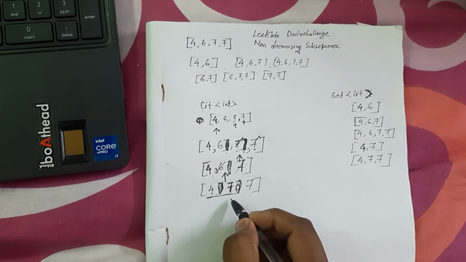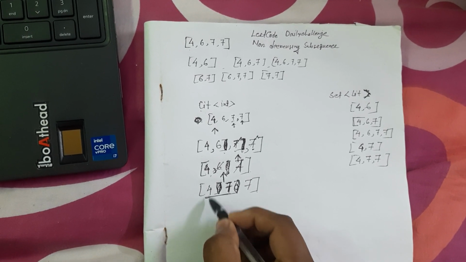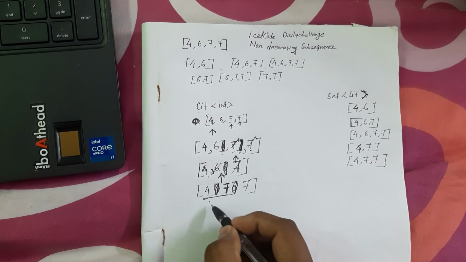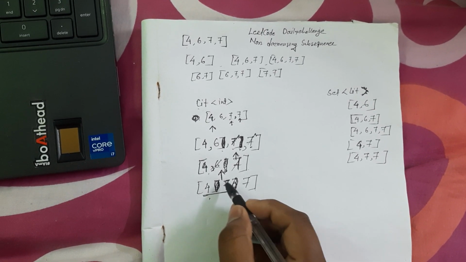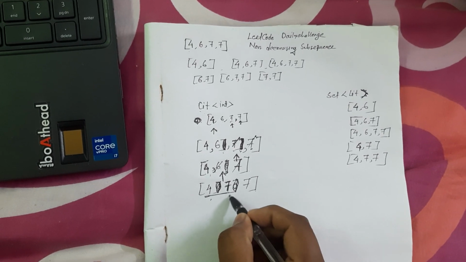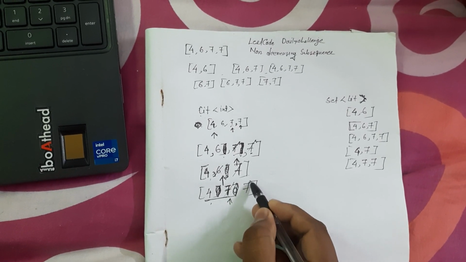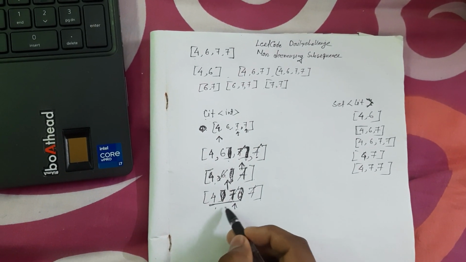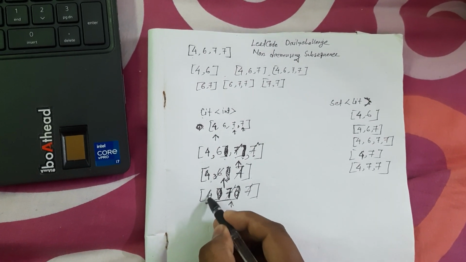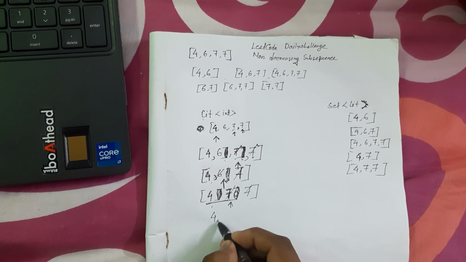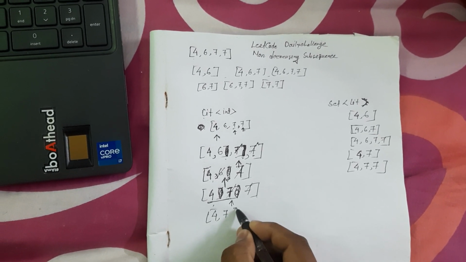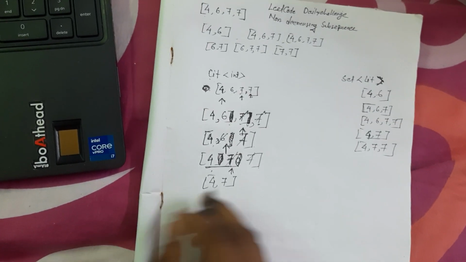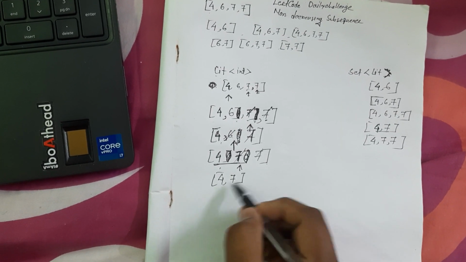Now we are again in the end index position, so we need to backtrack. In that position we need to remove the last element, and we move to the next index. 7 is also greater than or equal to our previously inserted elements 4 and 7. So we are getting 4 and 7 again, but 4 and 7 is already present, so we will not add that set to our list.